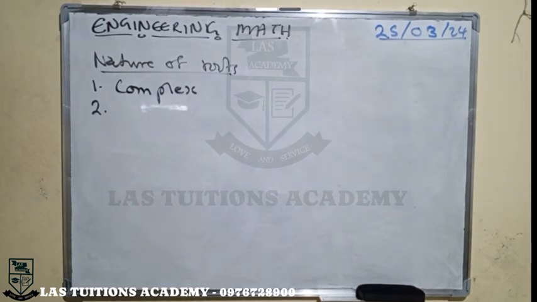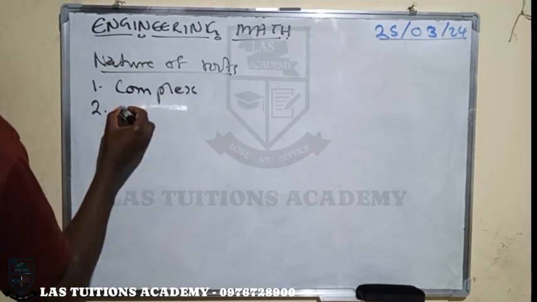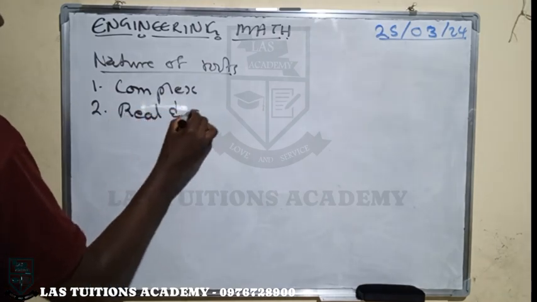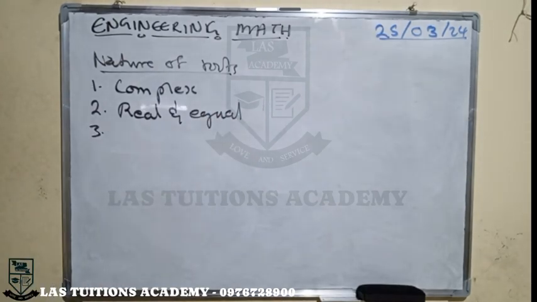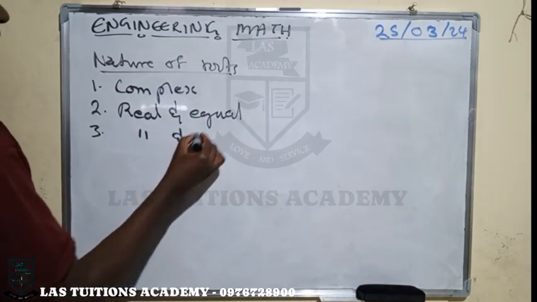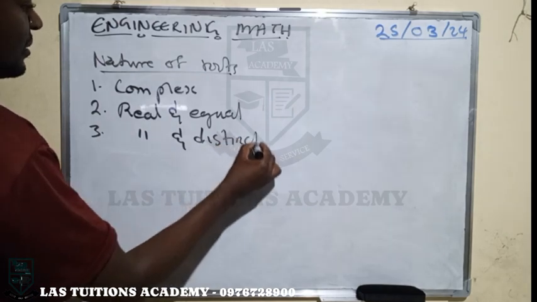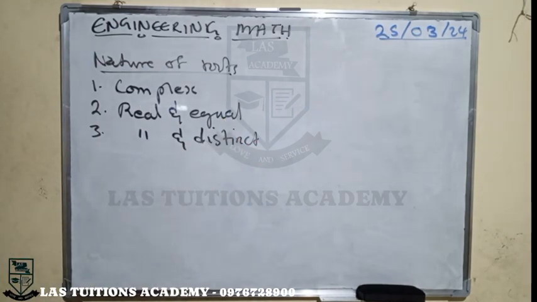Equal roots. I was saying equal roots. So, who can polish it up? Listen, can you polish it up? Real and equal roots. Good. So we have real and equal roots. What is the third one? Real and distinct roots. Good. So we have real and distinct. Now, distinct means different. So real and different. So those are the three types of roots that we can have.